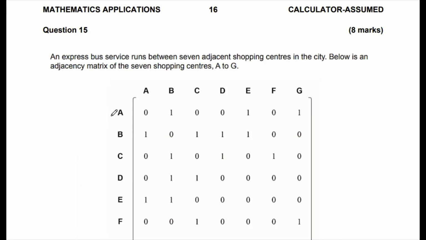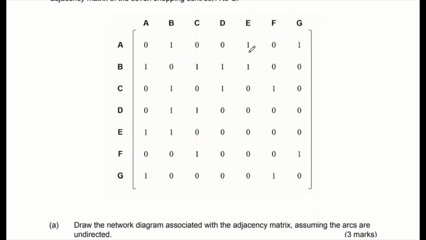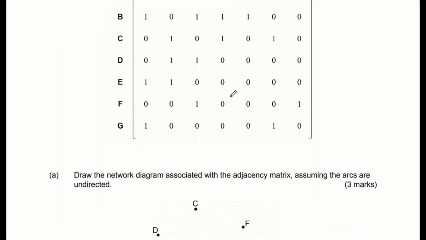Okay, last question. An express bus service runs between 7 adjacent shopping centers in the city, and below is an adjacency matrix for the 7 shopping centers A to G. So you have shopping centers A, B, C, D, E, F, G. You know from A to A, from A to B, from A to C, from A to D, and so on. So this is from, this is to. Then part A: draw the network diagram associated with the adjacency matrix, assuming that the arcs are undirected. In this case, they already give you that the arcs are undirected.